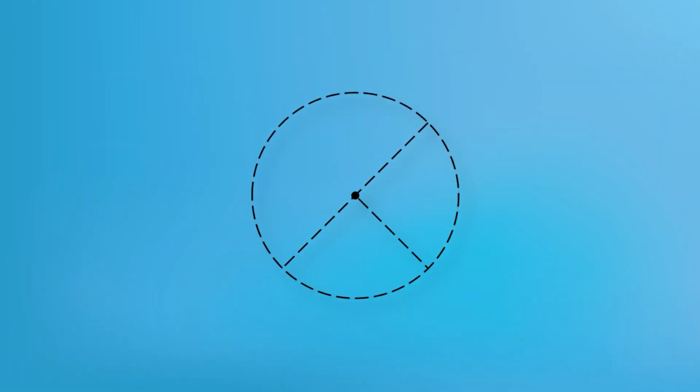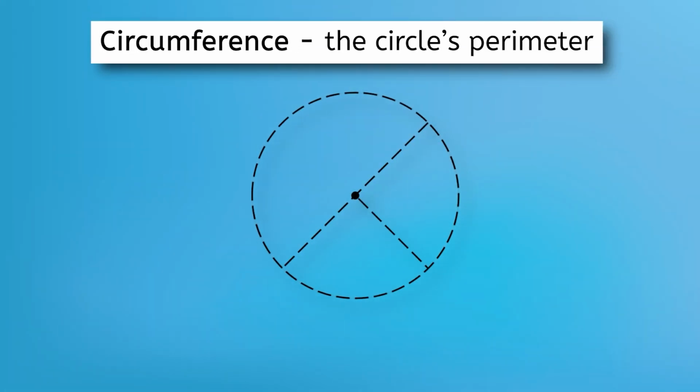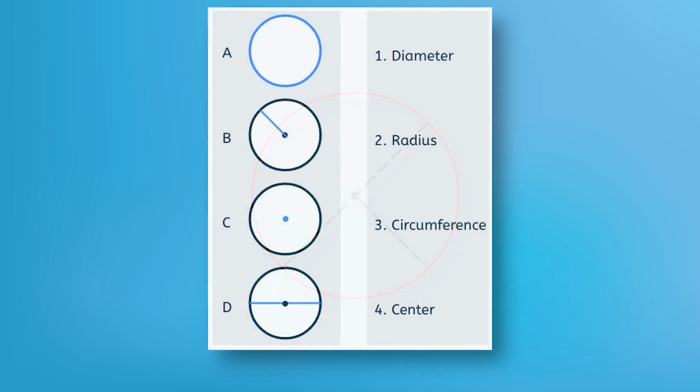The last term in the manual is circumference. The circumference is the circle's perimeter. You already know what a perimeter is, so trace the circumference of this circle. The circumference circles around the outside, so you should have traced the whole edge of the circle, like I did in red. Now that we know all the parts of a circle, let's match them up.